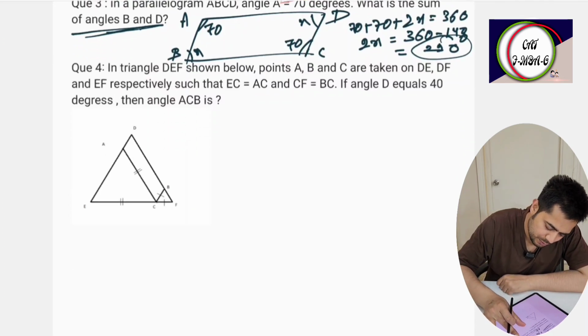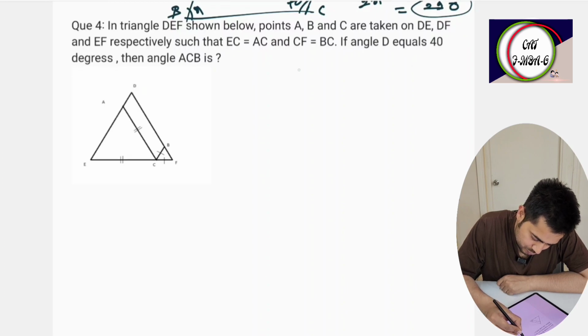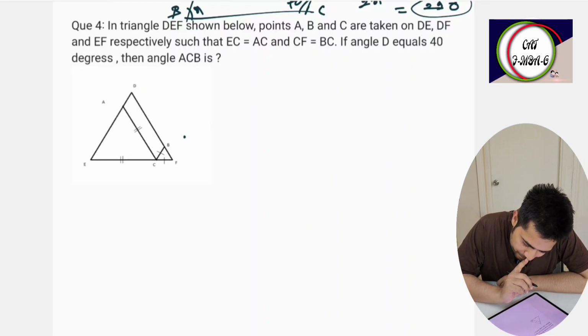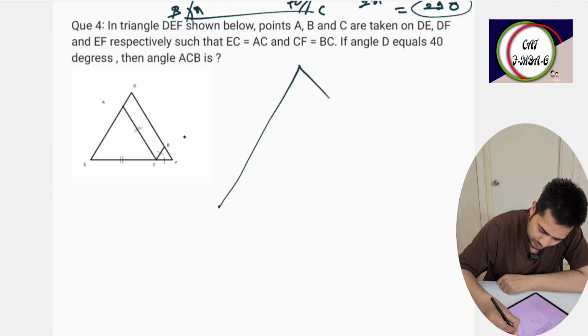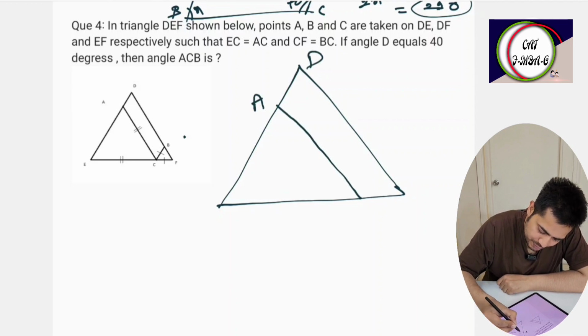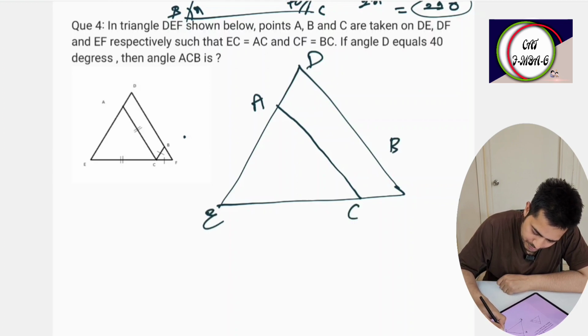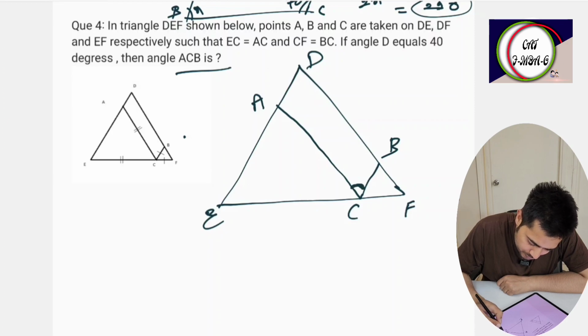Now let's see question number 4. In a triangle DEF, points A, B, C are taken on DE, DF. Okay, so let me draw a bigger diagram to clear the doubt and to solve this question. So A, D, E, C, B and F. We have to find ACB. We have to find this angle.